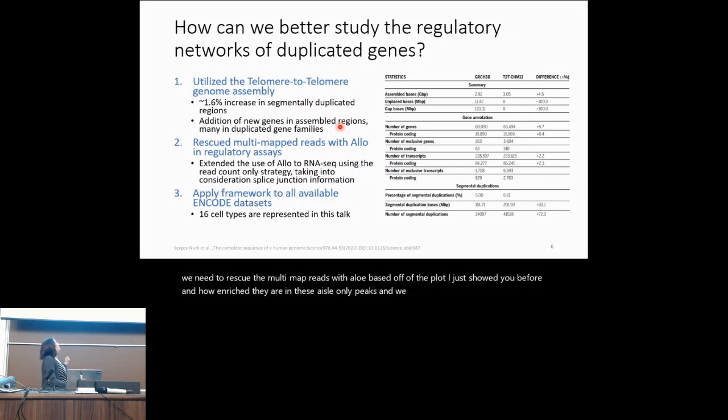We did also extend allo to work with RNA-seq. We're only using the read count only method, which is a proven method that will increase the accuracy of allocation. The only thing we did add is that allo, whenever you run it on this, is splice aware. So if you're using STAR, it'll take the splice junctions into consideration whenever it gets the counts. And then the third thing is we want to apply this framework to all ENCODE data sets. But for this talk, I'm only going to show you 16 cell types because that's all we have so far.